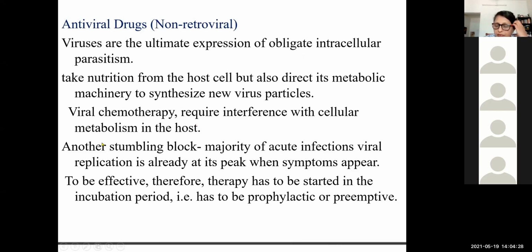because we have to be careful that it should not interfere with the cellular metabolism. And one of the important stumbling blocks in antiviral therapy is that when we diagnose the infection, the viral replication would already have come to its peak. Sometimes when the symptoms appear, the replication has already gone to a great extent. So whenever we start an antiviral drug, it has to be started in the early period. Prophylactic use will be ideal, or we have to start in the early period itself.